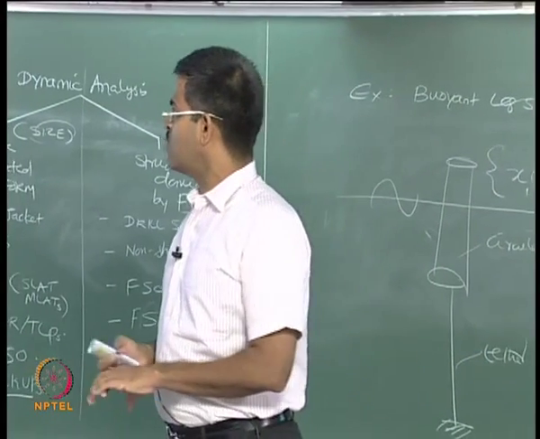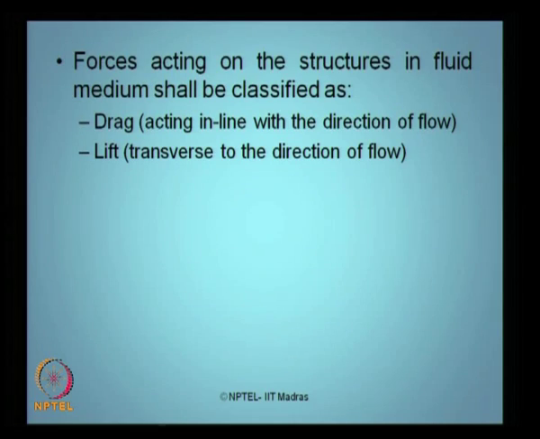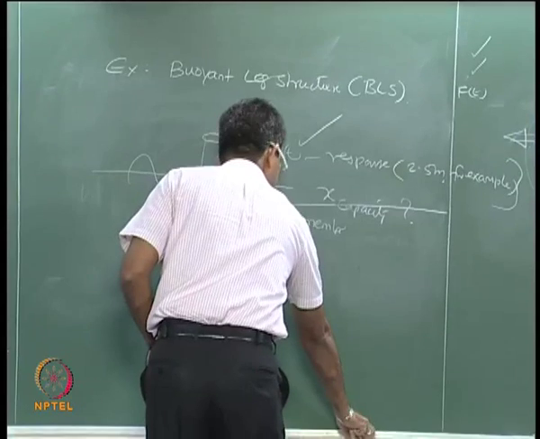So forces acting on the structure in fluid medium can be further classified, interestingly, into two parts. One is what we call a drag force, which acts in line with the direction of flow. The other is what we call a lift force, which is transverse to the direction of flow. It is categorized into two parts, we all know this. So the coefficients which are responsible to estimate these forces are nothing but CD and CL, which are referred to in the literature, and we all understand this.